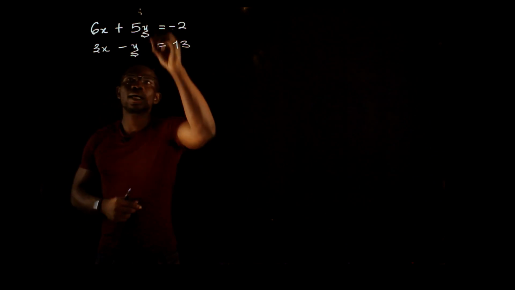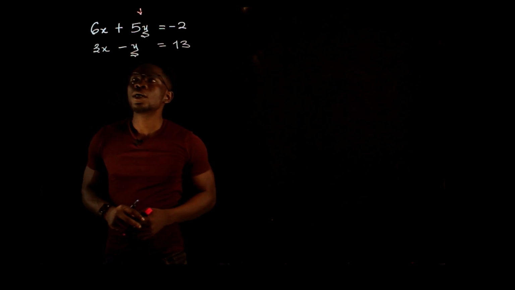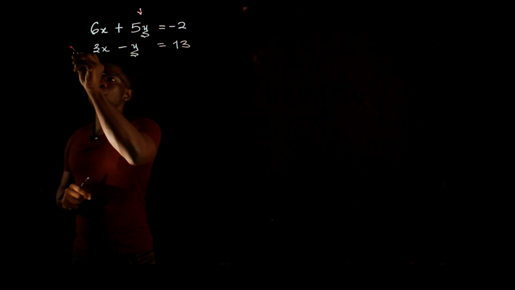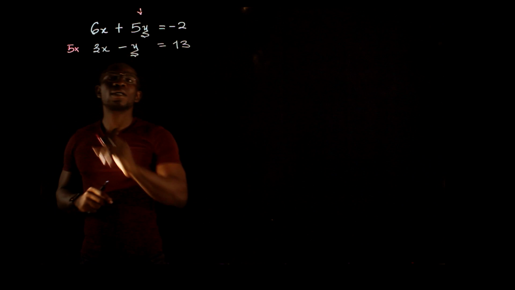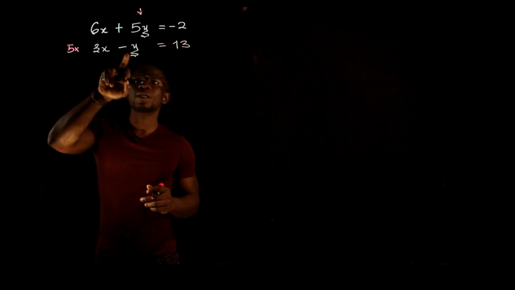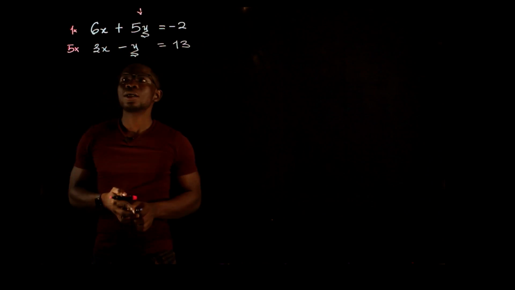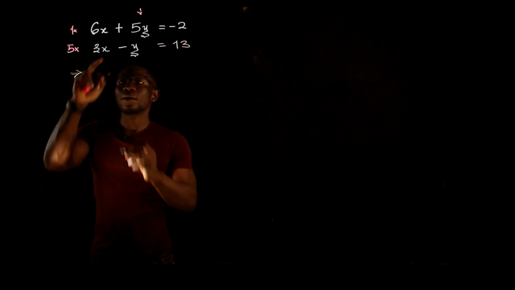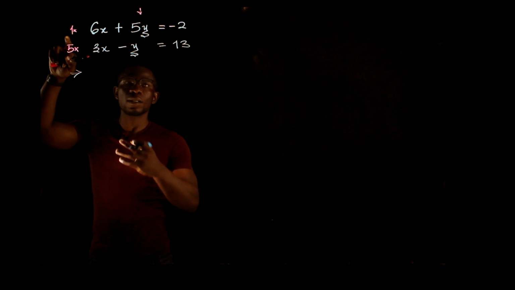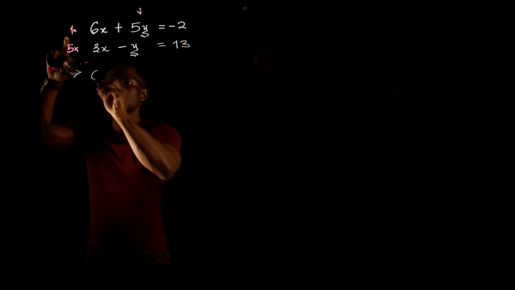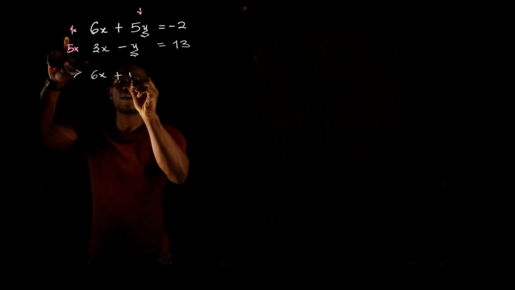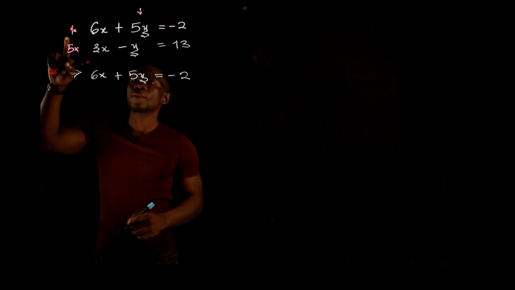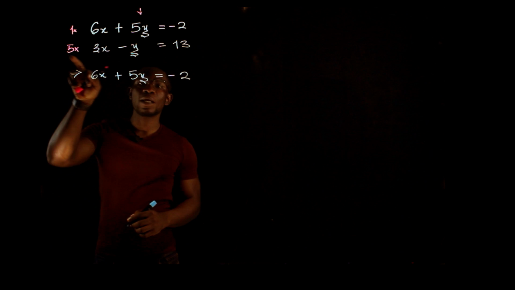So in this case, let's go ahead and make our y equal. Now, to do that, we multiply through the second equation by 5, and we multiply through the first equation by the coefficient of y here, which is 1. So if we do that, our new equations become, because we're multiplying through by 1 here, equation 1 remains the same. So 6x plus 5y equals minus 2.